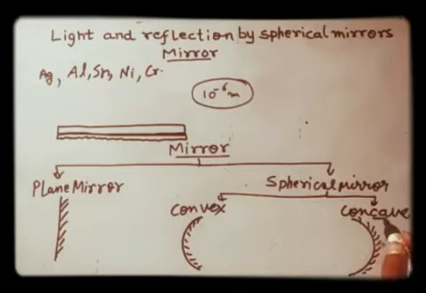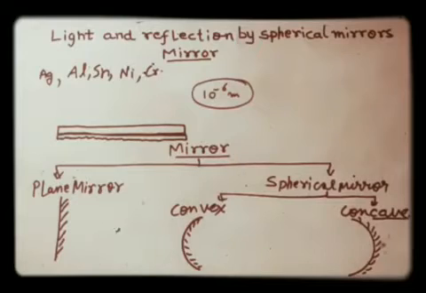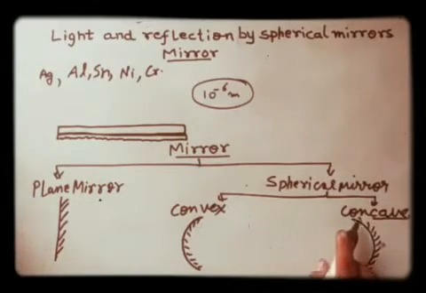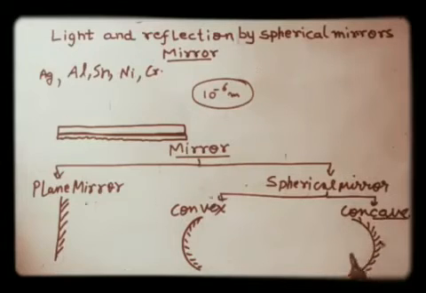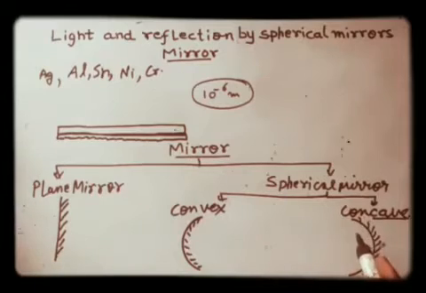Sometimes it is hard to memorize these things. People say that a cave is always something inward in nature. Here cave formation is there, so that is how you can memorize the name concave, because sometimes it gets confusing which is convex and which is concave. You can resolve that confusion by remembering this word cave. So plane mirror, convex, concave.